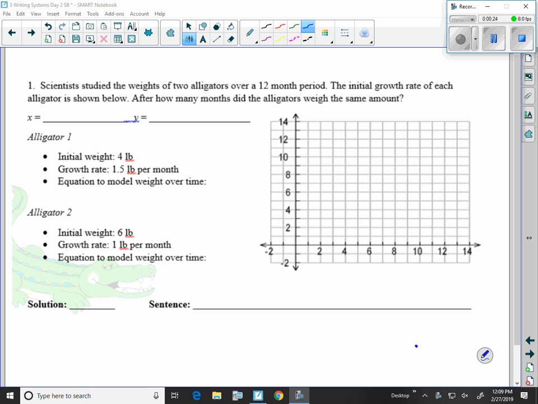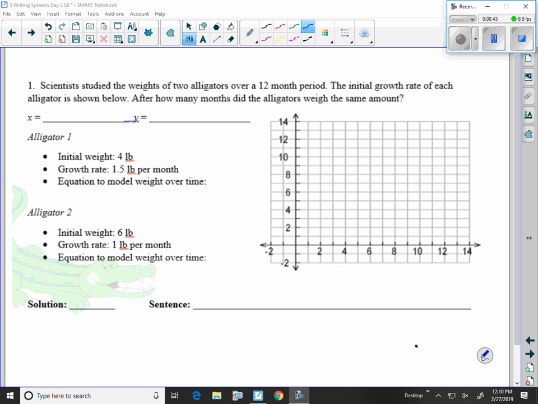Okay, anyway. All right. So we have scientists. All right, let's read together. We have scientists that studied the weights of 2 alligators over a 12-month period, over a year. The initial growth rate of each alligator is shown below. After how many months do the alligators weigh the same amount?